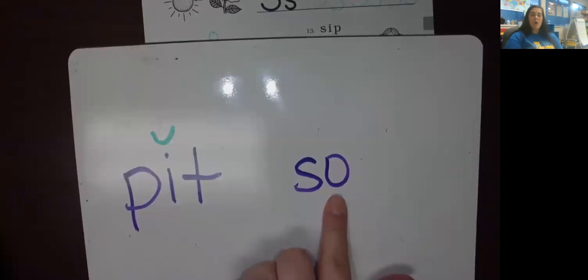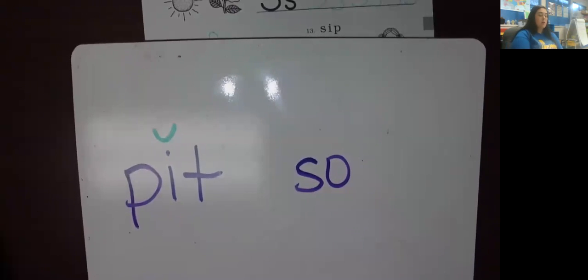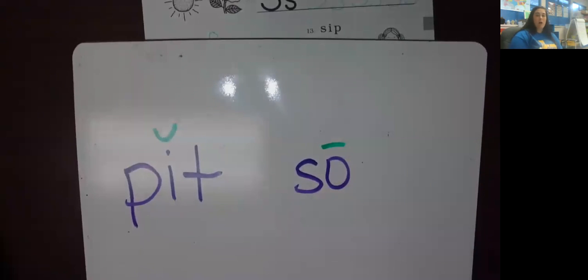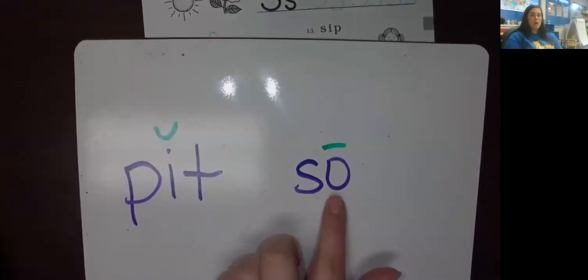Then on the second word, we're looking for a vowel. I see it, vowel O. I need to look after the vowel O. There's no letter. So that means that the O is going to get a macron. Macron tells us the vowel is going to say its name. So we know it's going to say O because it's the letter O. O, so. Okay.